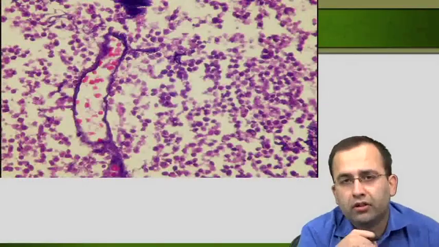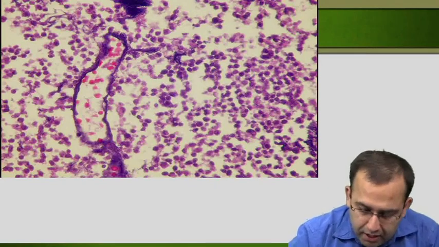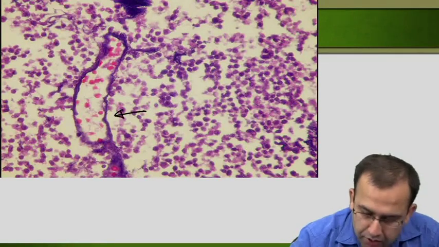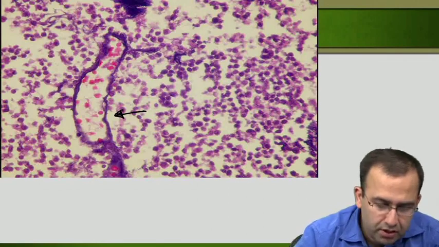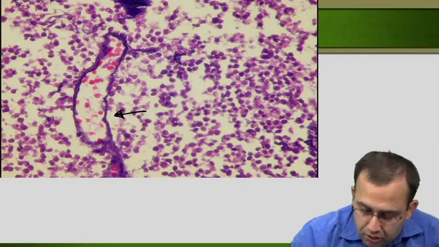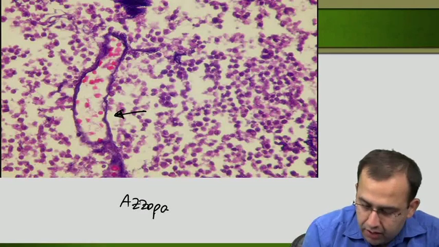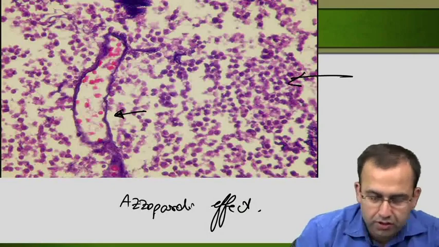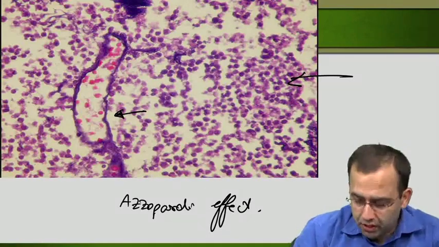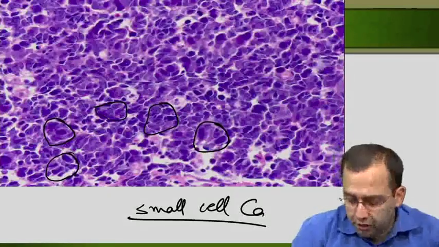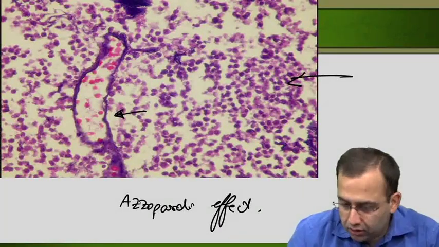Next, diagnosis. What we see here is the presence of a vessel. How do I know it is a vessel? It is a luminal structure with RBCs in the lumen showing a blue vessel wall. Azopardi effect, occurring because of tumor necrosis. How do I know this is tumor necrosis? Because this is the viable tumor. So this is tumor necrosis.